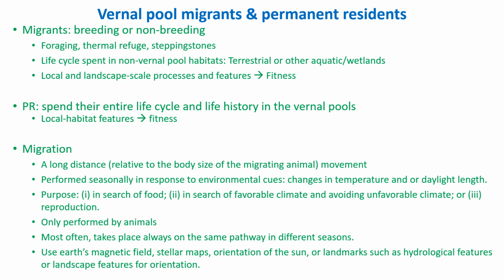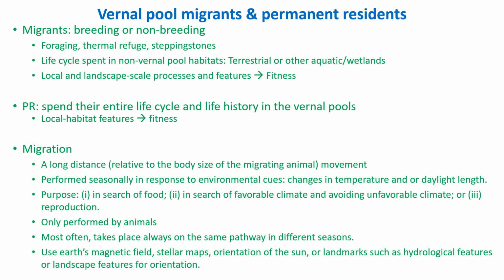So migration happens across long distances. When I say long distance, I cannot and I'm not going to give you an absolute number, because whether the distance is long or short depends on the body size of the animal in concern, right? For a small frog like a wood frog, if it is migrating over a couple of kilometers, that's a long distance, right? And migration is performed seasonally in response to environmental signals, particularly warming temperature, increasing daylight length, things like that.